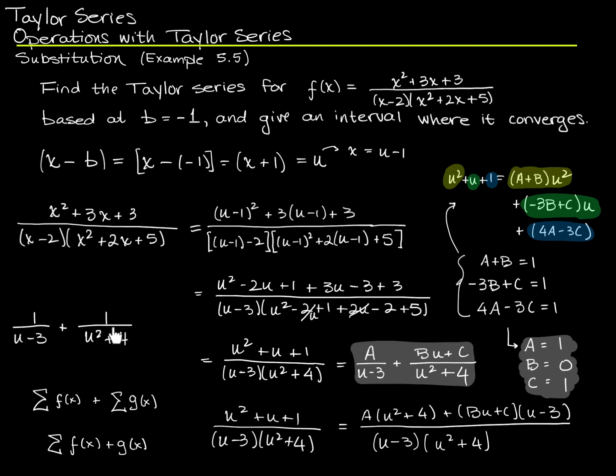What I have here is sort of this form. I'm trying to find the sigma notation for this combination, this sum of two expressions. Well, I can do that. I can find this by just finding the sum of each term by itself. So instead of finding the sum of this function plus this function, I'll find the Taylor series for this function and add it to the Taylor series for this function.